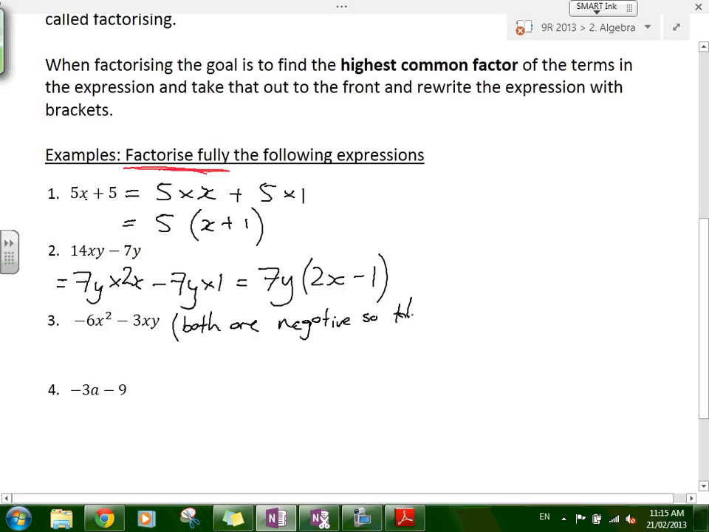So take out minus 3x. Okay? So what we end up with, if I divide minus 6x squared by minus 3x, what am I left with? Yeah, that's right, 2x. Yeah, positive 2x. So you don't have to write the positive, it's just 2x. And then, if I divide 3xy by 3x, what am I left with? y, positive y. Now I'm going to write it like this, because that maybe will make it clearer.